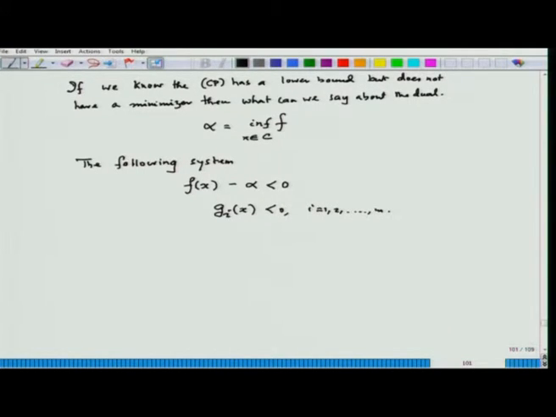This system has no solution. Now, if the system has no solution, then what can we further say? So, before we get into any other thing, let us again reiterate, we assume that Slater condition holds.